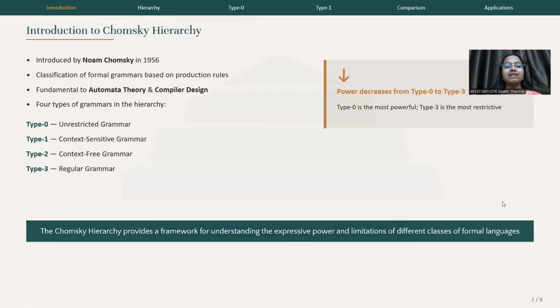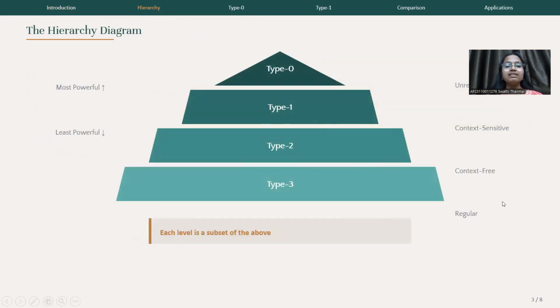And coming to the hierarchy. This diagram shows four levels of the Chomsky hierarchy. At the top is type 0, which is the most powerful grammar. Then comes type 1, type 2, and finally type 3, which is the least powerful. Each lower level is a subset of the level above it. That means every regular grammar is also context free, every context free language is context sensitive, and so on.